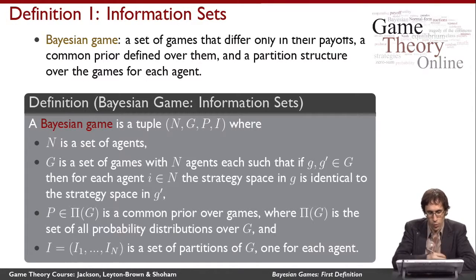And finally, we're going to have a set of partitions of G, one for each agent. So this is going to be a set of equivalence classes that will say, from the point of view of an agent, certain games are indistinguishable from each other and others are not.